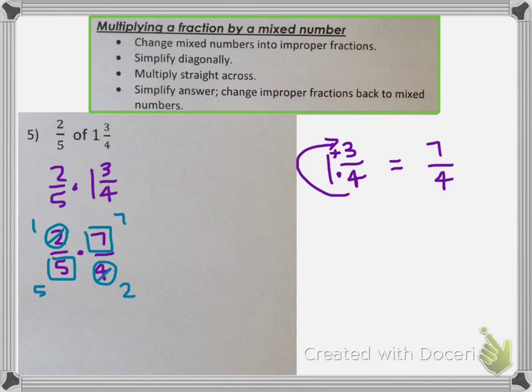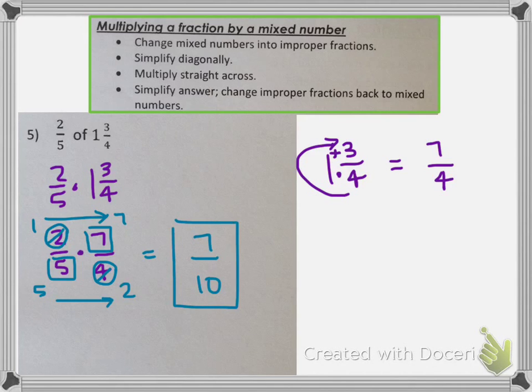So now we multiply straight across, numerator times numerator, and I get 7 as my numerator in my answer. And then denominator times denominator, 5 times 2 is 10, so that's the new denominator. Now we look and see, can we simplify the answer, or are there any improper fractions that need to be changed back to mixed numbers? Well, 7/10 is already simplified. It's in its simplest form, and it is not an improper fraction, so that is our final answer for this problem.